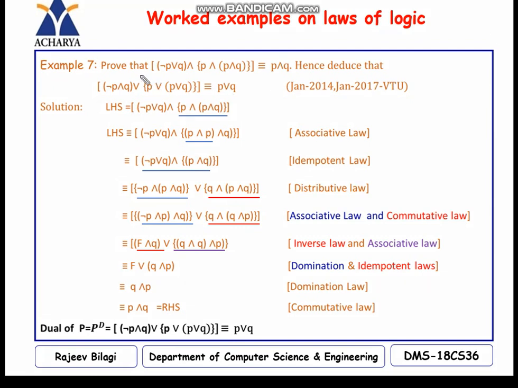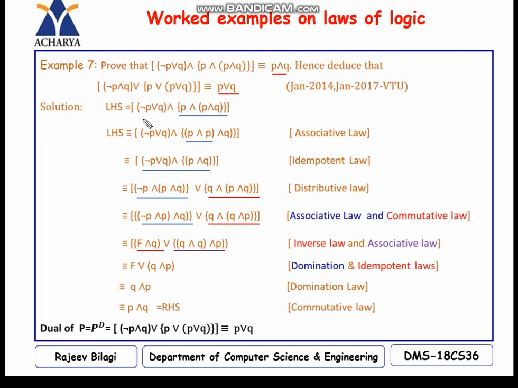The problem says prove that the negation of (P or Q) or the negation of P, and Q, is logically equivalent to P and Q. First you have to prove it, then you have to deduce from this. Okay, you should get this. We will see how we are going to do this.